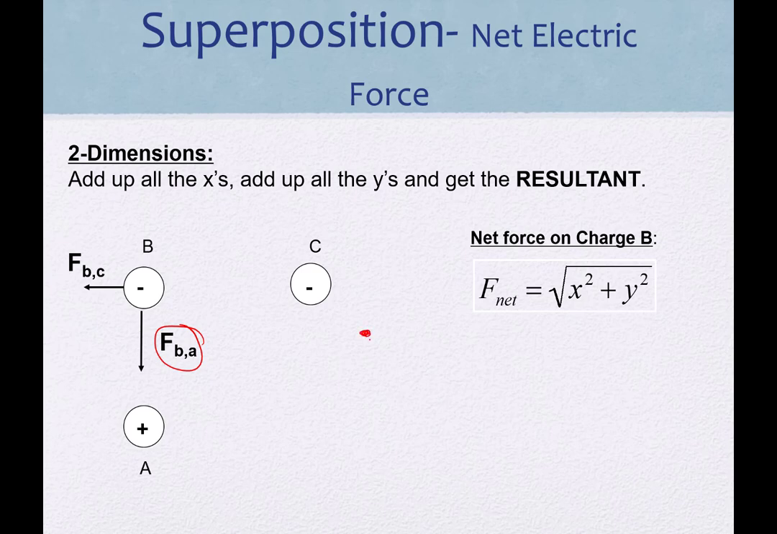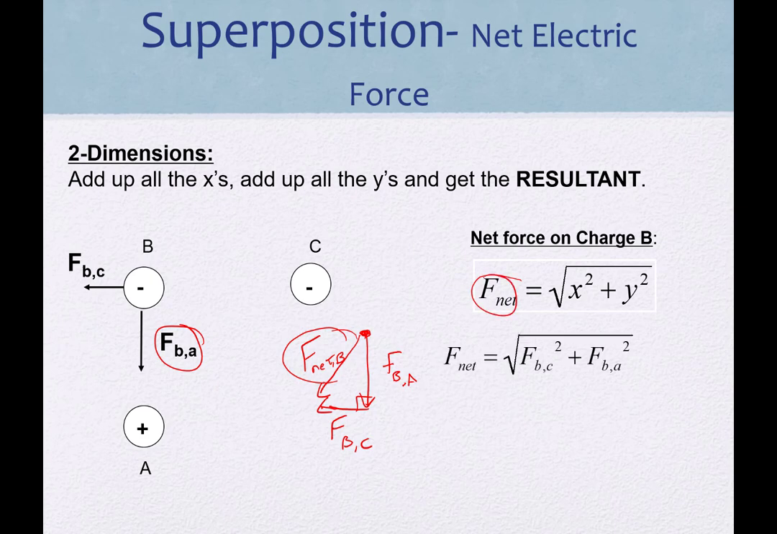We know our net force is the vector sum. To add vectors, we connect them tail to tip. So this is FBA, this is FBC, and this is our resultant F net on B. So we're trying to solve for F net on B. This is a right triangle, so for the magnitude, just use the Pythagorean theorem to solve that. And to get the direction, we just use the inverse tan of y over x. That's going to give us one of these angles here, this one or this one.